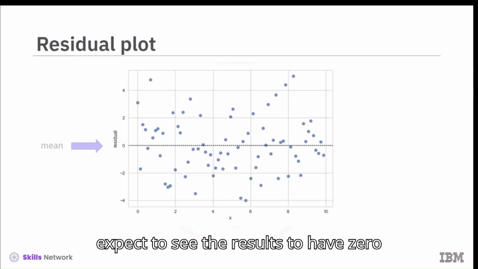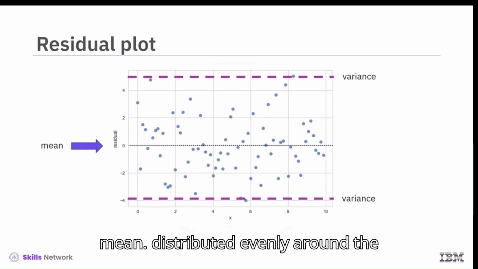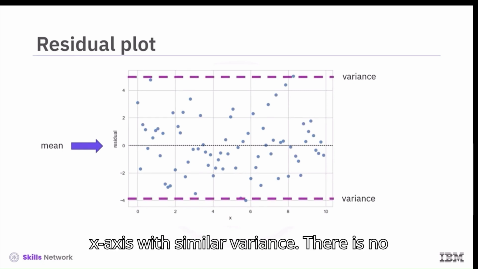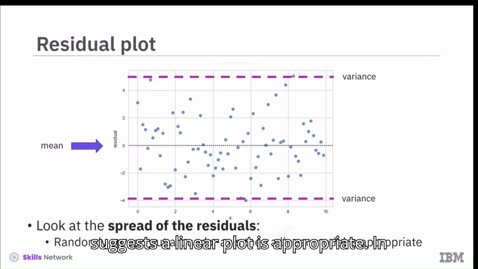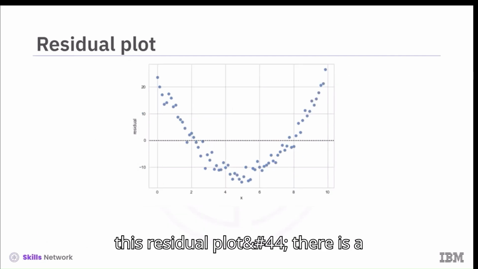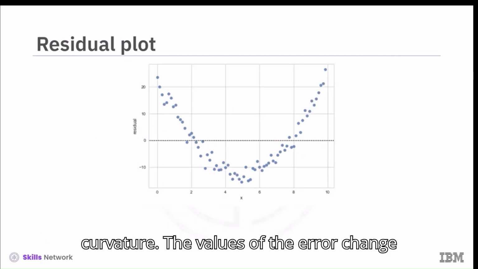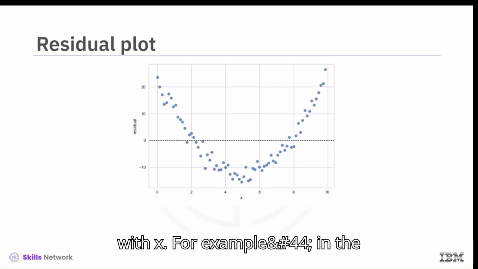We expect to see the results to have 0 mean, distributed evenly around the x-axis with similar variance. There is no curvature. This type of residual plot suggests a linear plot is appropriate. In this residual plot, there is a curvature. The values of the error change with x.